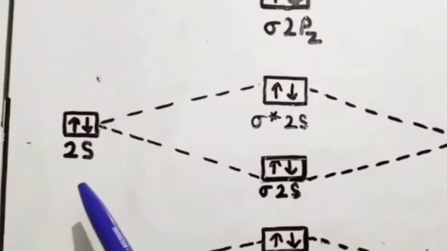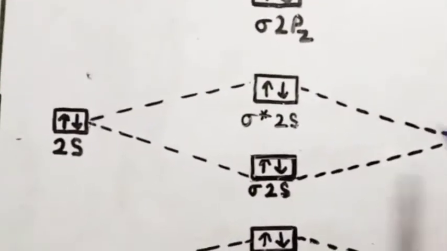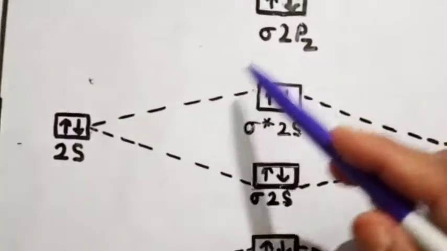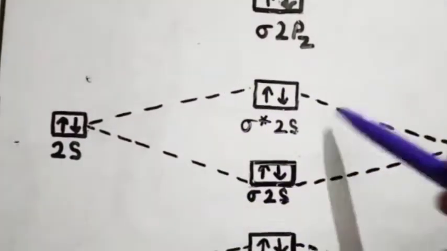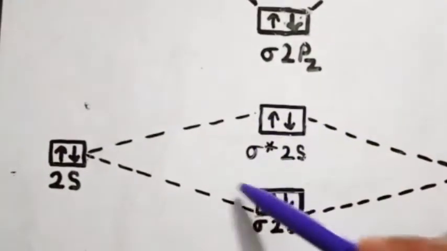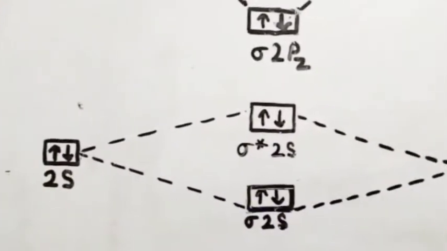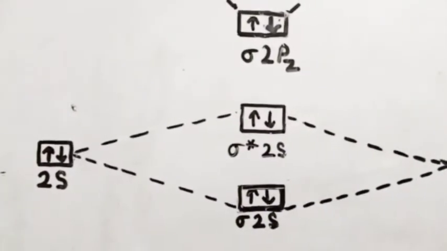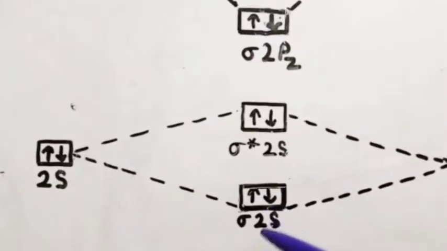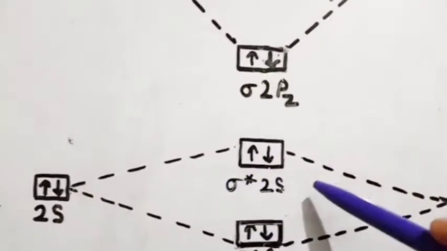Now the 2s atomic orbital of the first neon atom and the 2s atomic orbital of the second neon atom will combine with each other. Again two molecular orbitals will form, that is sigma 2s bonding molecular orbital and sigma star 2s anti-bonding molecular orbital. Here are 2 electrons, here are 2 electrons, so total 4 electrons. 2 will be in this sigma 2s and 2 will be in sigma star 2s.